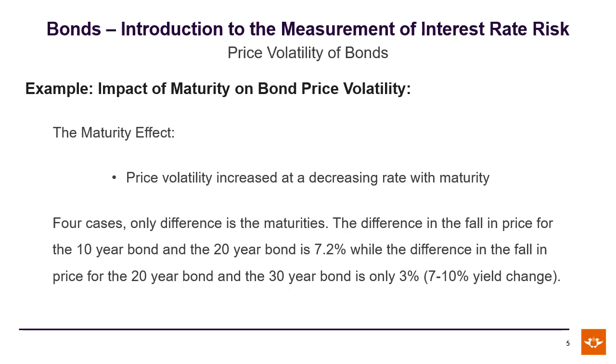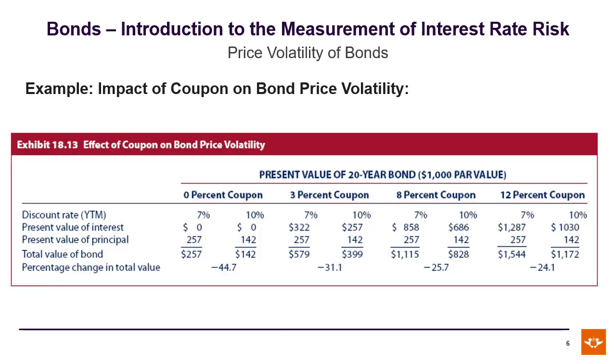Now, our next example is going to give us an indication of the impact of the coupon rate on bond price volatility or interest rate sensitivity. So we have 4 20-year bonds with a $1,000 par value with coupon rates varying from 0 to 12%.